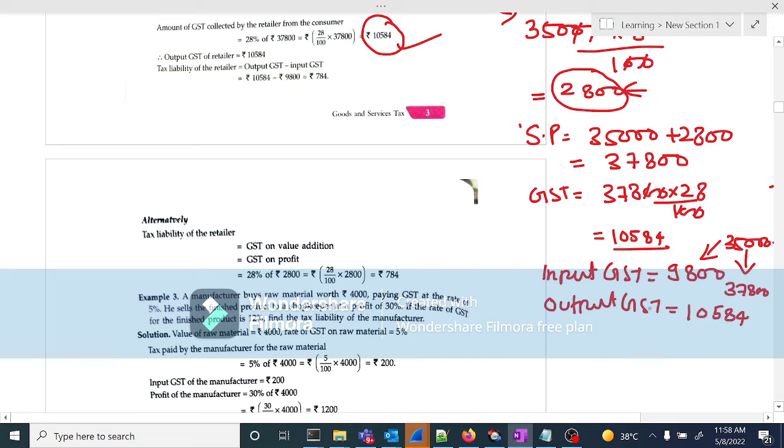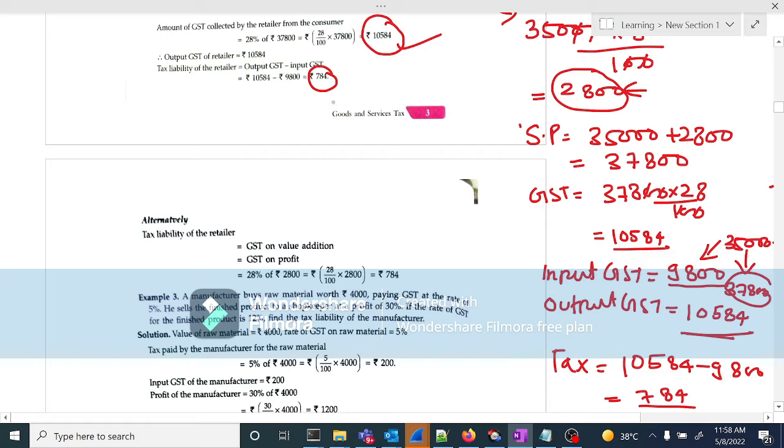So now there is a tax liability which the retailer has to pay back to the government, because he took more GST. He paid 9,800 to the government, then he got more GST since his selling price increased. So the tax liability for the retailer would be 10584 minus 9,800, which is 784 rupees. So 784 rupees is the extra tax which the retailer has to pay back to the government. I hope this is clear.